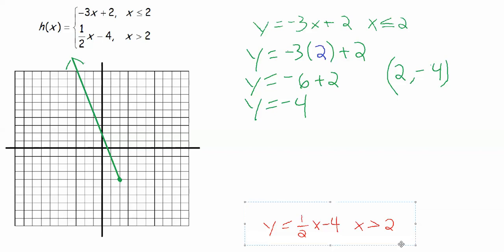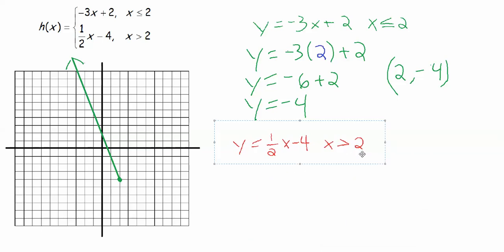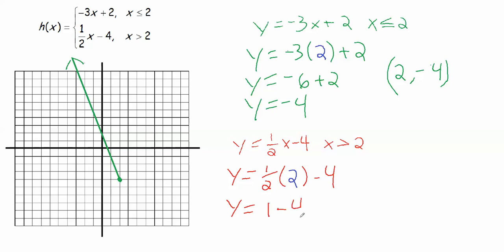Now let's go back and do the exact same thing for our other line. So I'm going to start off by plugging in my x value. So we've got y equals 1/2 times x minus 4. Go back and plug in a 2 for our x, and then solve that. So we've got y equals 1/2 times 2 is 1, and then minus 4. So y will equal -3 whenever x is 2. So we've got our point of 2 comma -3.